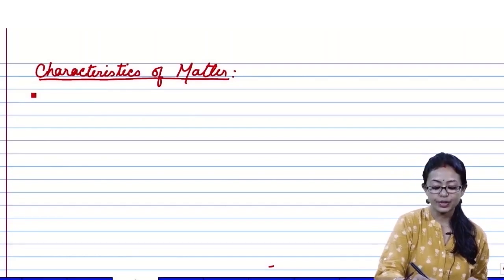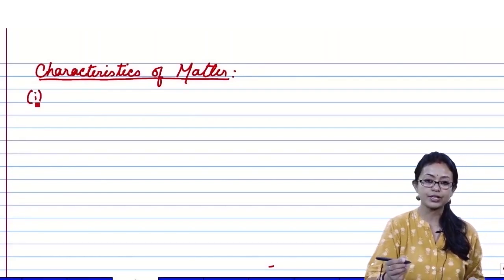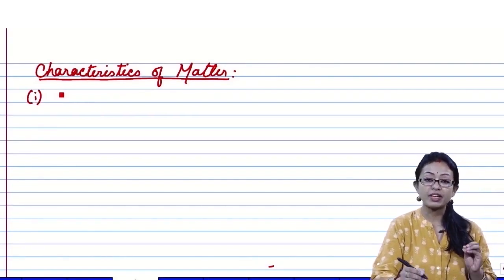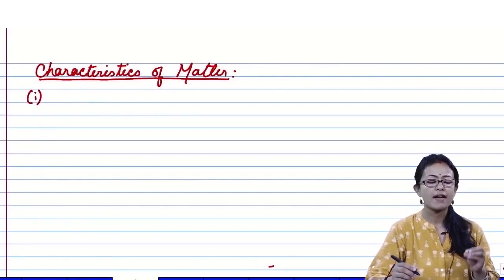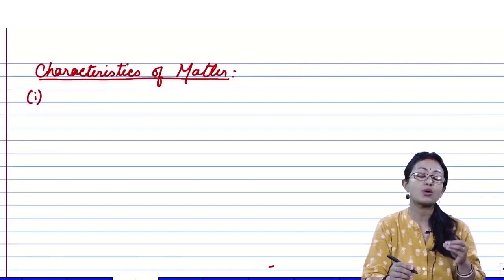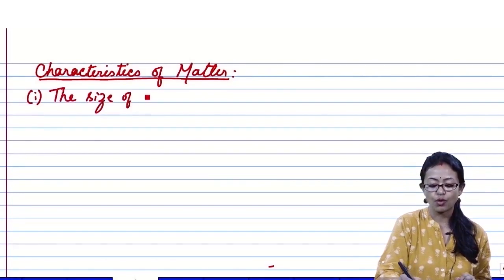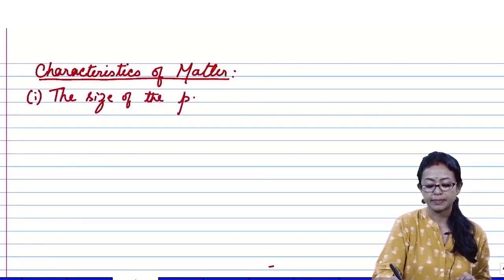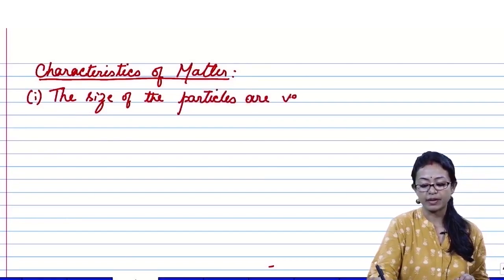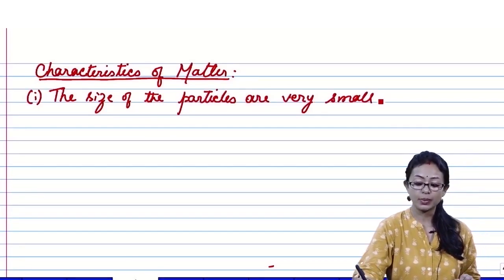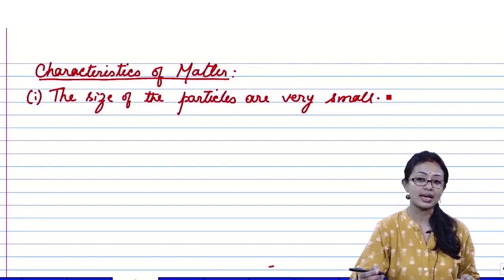Now, the first characteristic of matter is that it is made up of very small particles. When we talk about very small particles, the question is how small the particles are. So, the size of the particles is very small. This is the first characteristic. Now, the question is how small is the size of the particles?